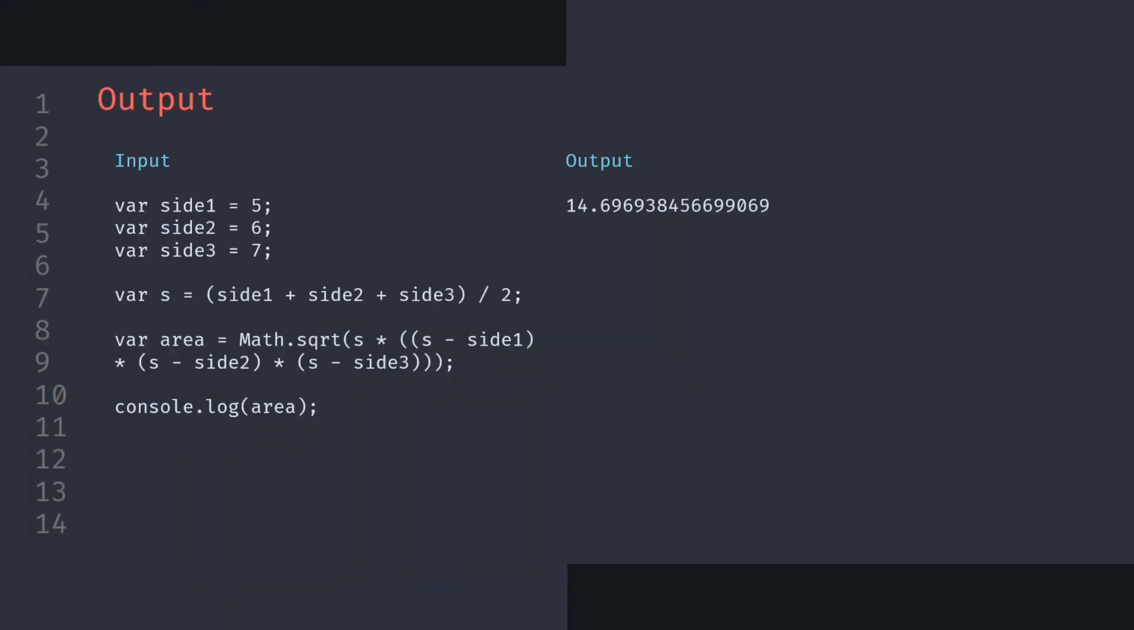When we run the program, the area of the triangle with the sides 5, 6 and 7 units is approximately 14.7 square units. JavaScript's Math.sqrt function helps us calculate the square root of the formula.